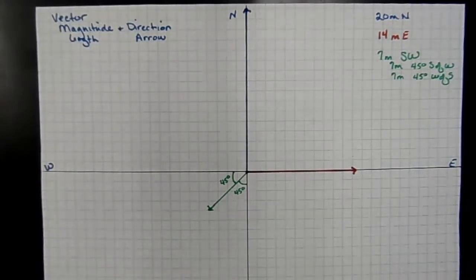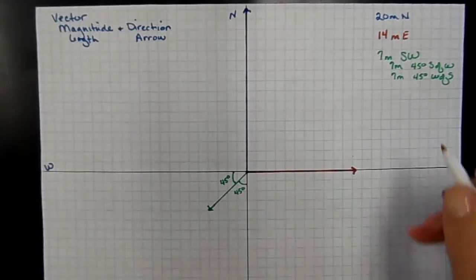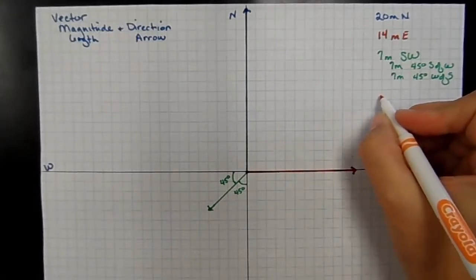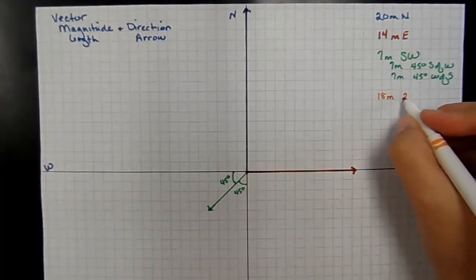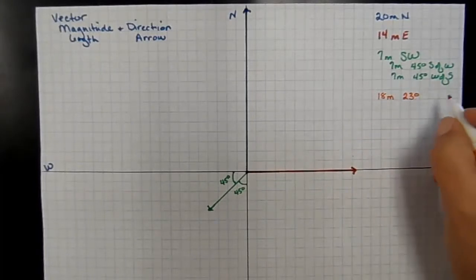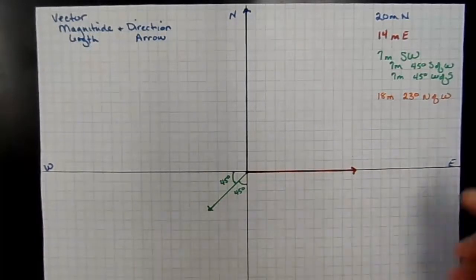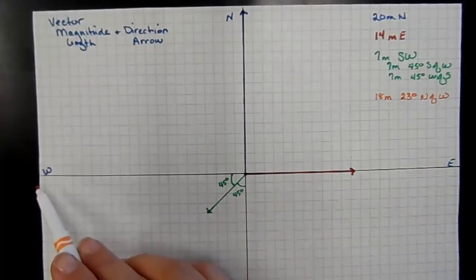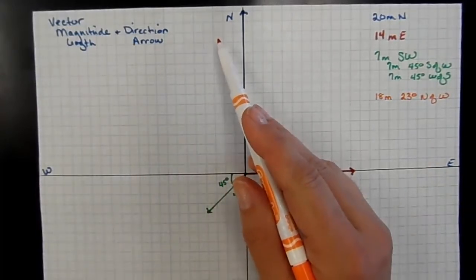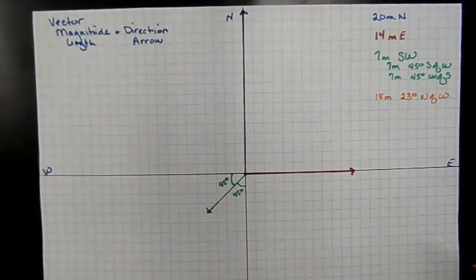Now we can also take that idea and apply it to something that's not exactly halfway in between. Let's say that we're going to move 18 meters in a direction that is, let's say, 23 degrees north of west. Okay, well, west is over here and north is up here. So our direction is sort of in the northwest direction, but not exactly. So we're going to take our protractor and we're going to line it up.